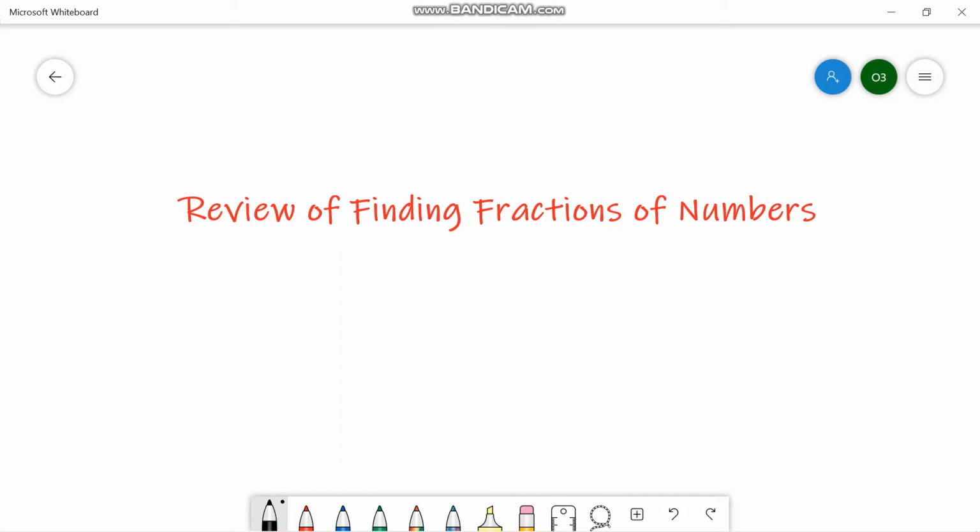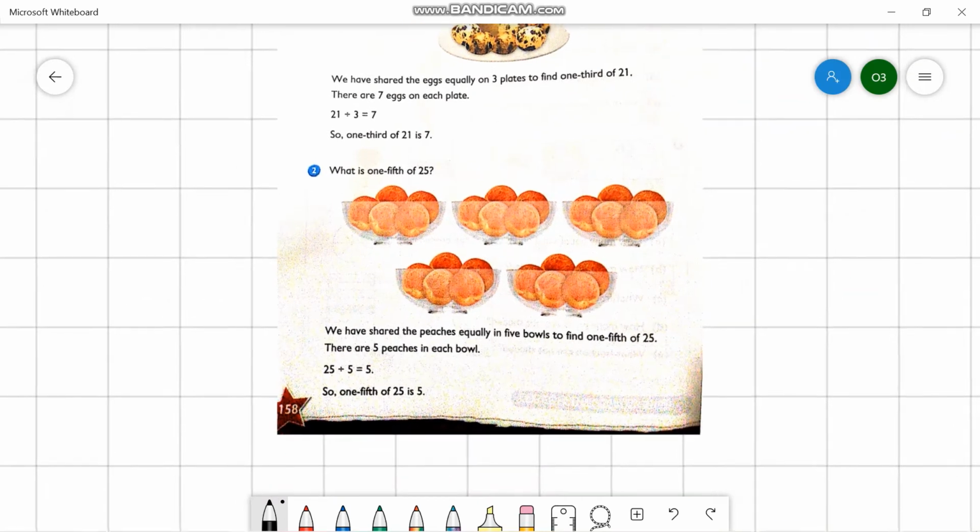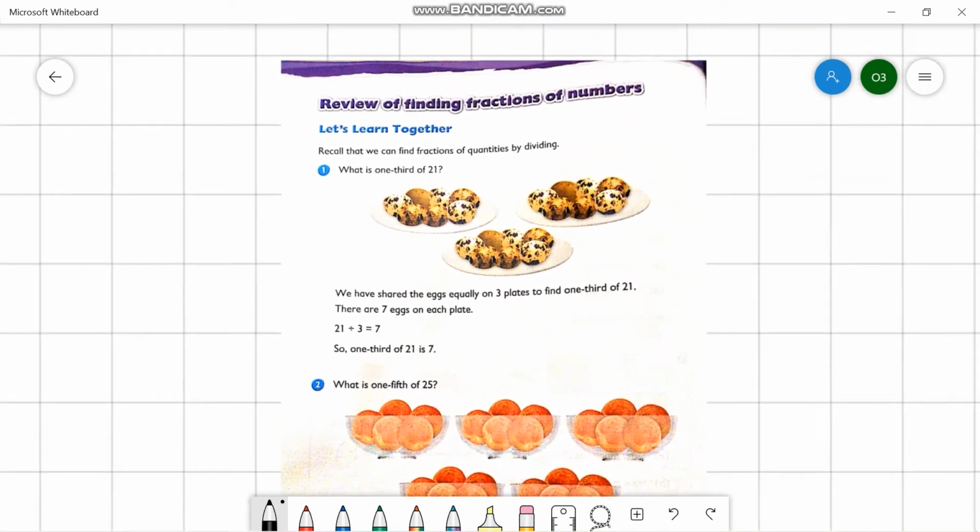Today I will be talking about how to find fractions of numbers. In this lesson, it is important that you know your basic division facts as we use division in finding fractions of quantities. Okay? Alright, let's go to the examples in the student's book. This is page 158.